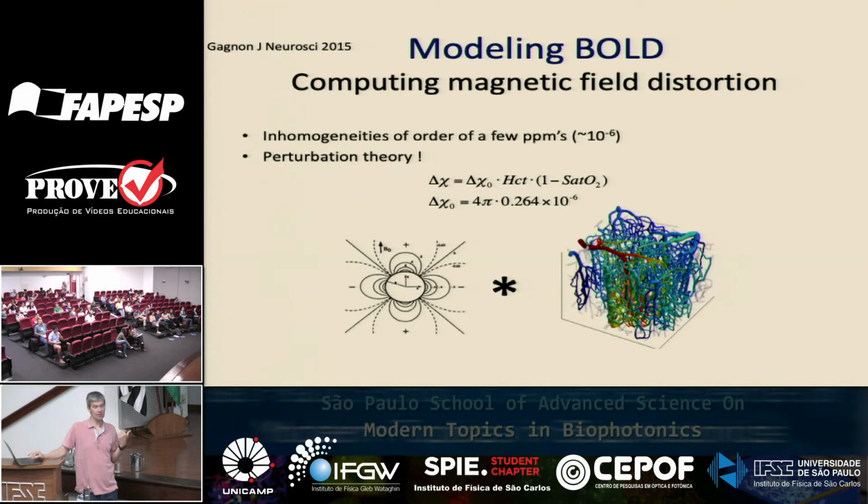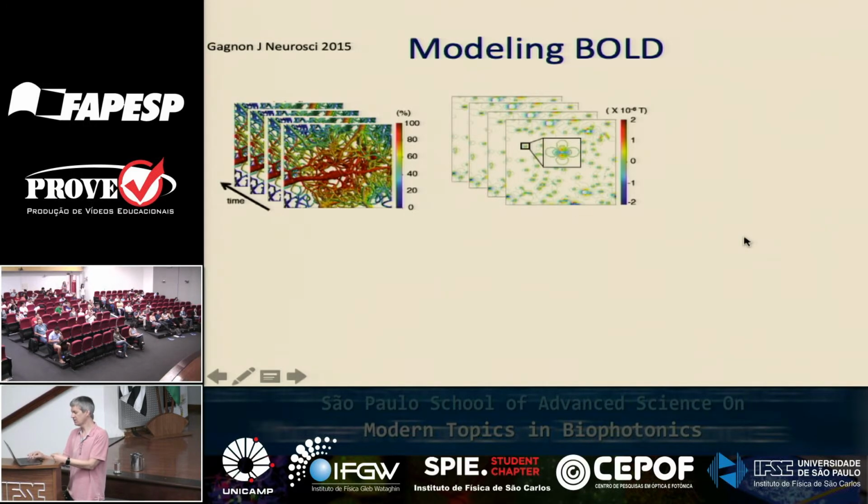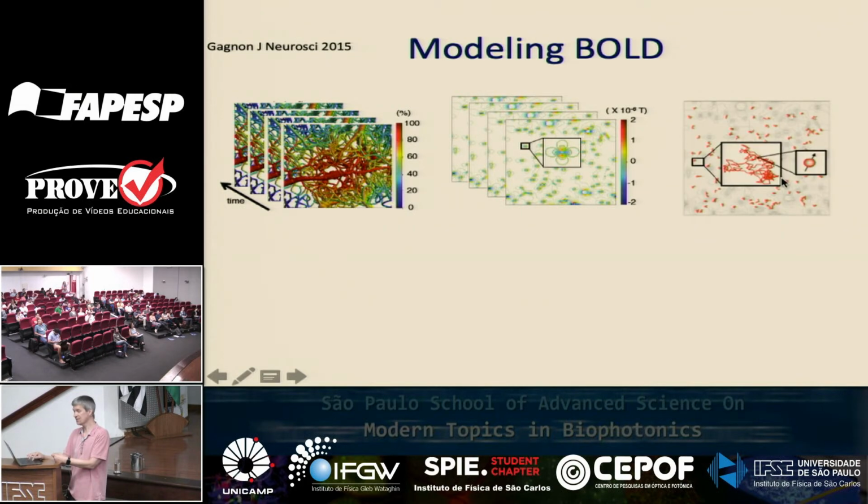Now, from the model, we know what the deoxyhemoglobin content is at every micron in this voxel at every point in time. We can thus calculate the perturbation to the magnetic field using this convolution operator. And when we have the perturbation of the magnetic field, we can then simulate the diffusion of water molecules around that perturbed magnetic field, like this, using Monte Carlo simulations.